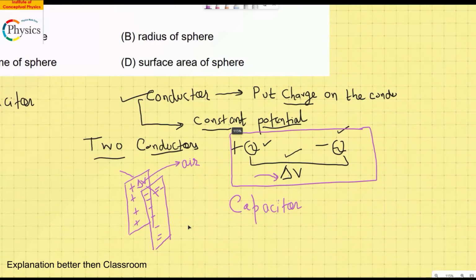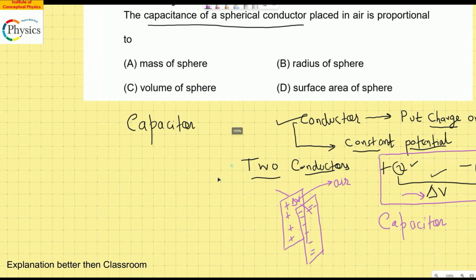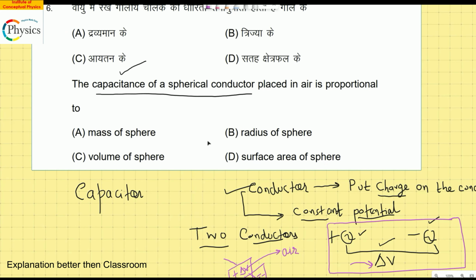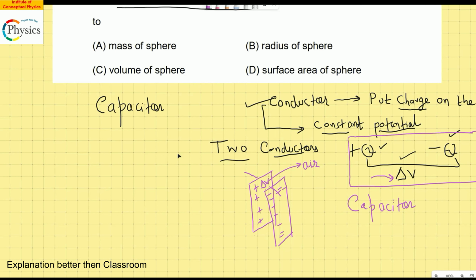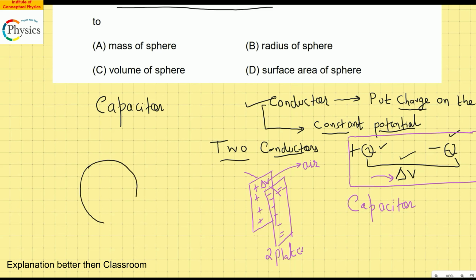Now, a lot of students get confused when they get this question. They say, you said there are two conductors, but in this question there is a single spherical conductor. The example I gave you of the parallel plate capacitor had two plates. But the question asked in the Bihar board question paper is a bit different: it says it's a spherical conductor, which means there is a single conductor. This is a case of a single conductor scenario.